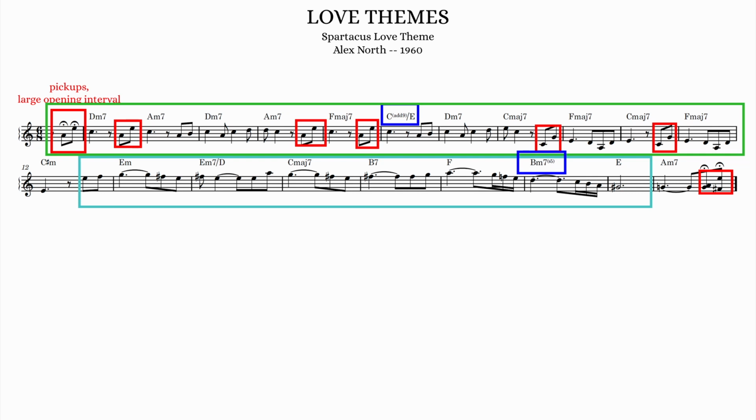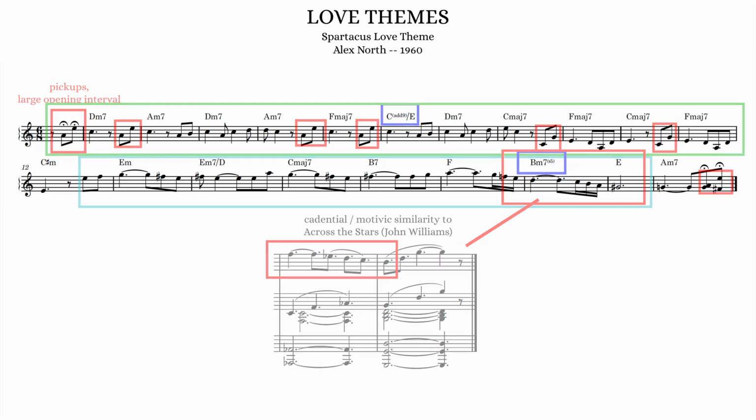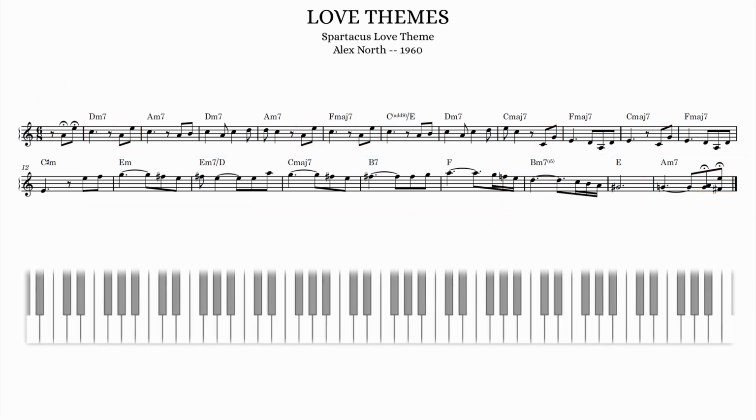This time, however, that chord is part of the cadence, and that cadence is very similar to the Across the Stars cadence, with a very similar descending melody as well. Both themes, after all, are in a minor key. So with all of that in mind, let's listen to this theme. I've just improvised a left-hand accompaniment here on piano.